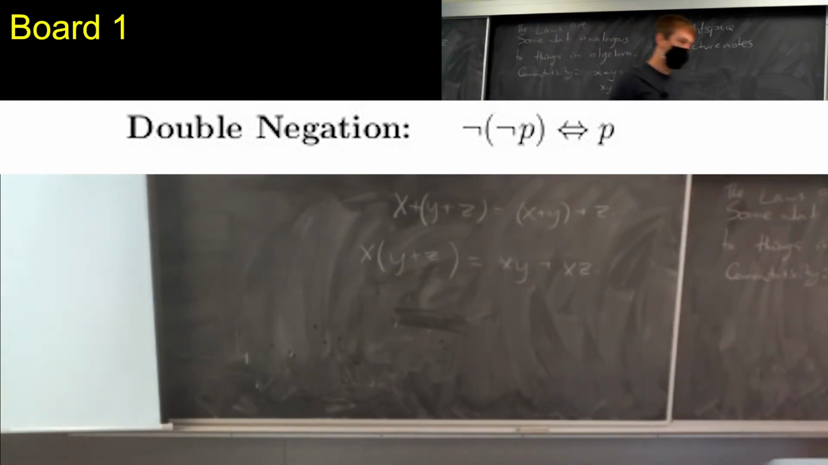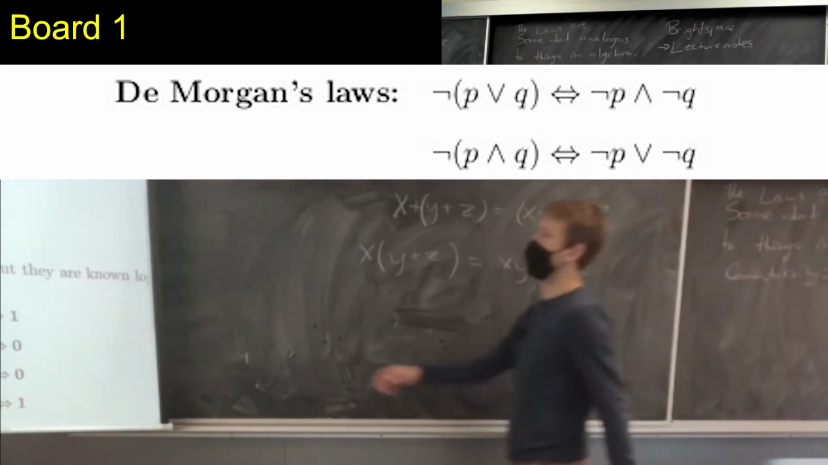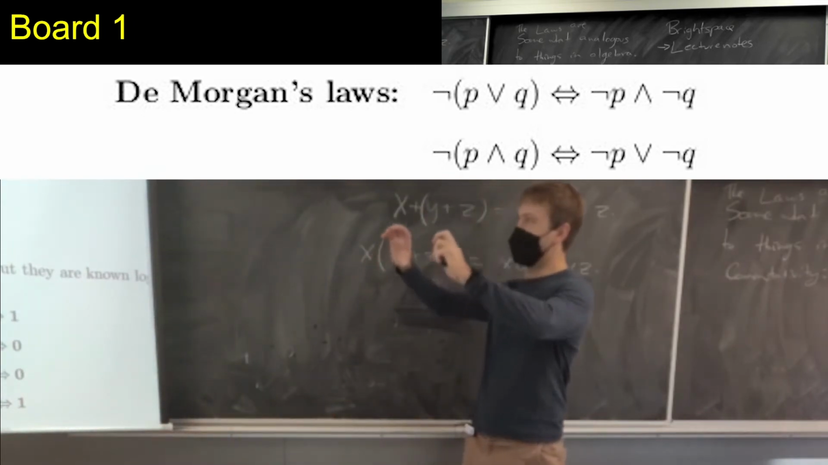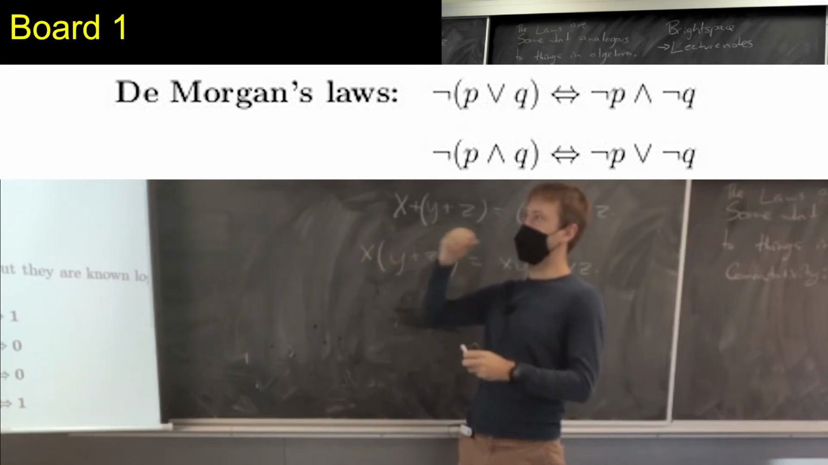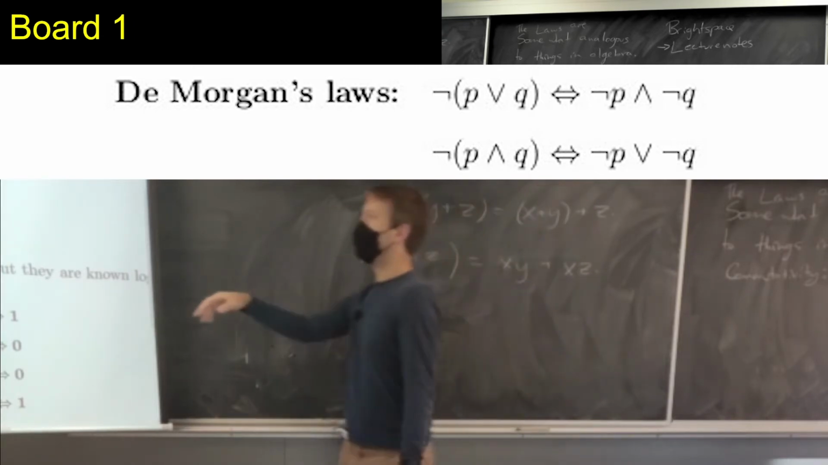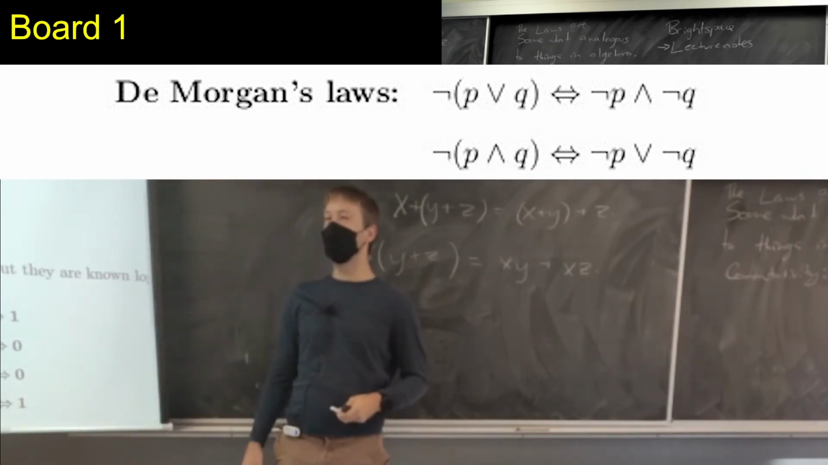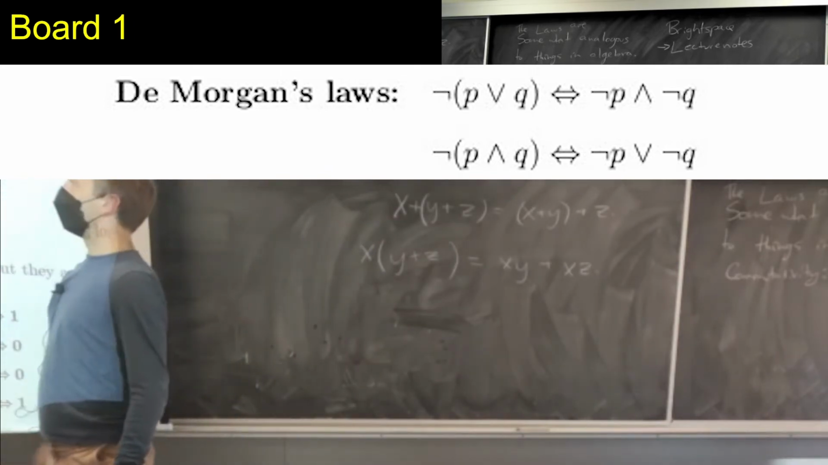Double negation, that's almost too obvious, right? If you take not not P, it's the same as P. De Morgan's laws, we did one of them in class. So now I've scrolled down, we're up here. So if you take an or and you negate it, it gives you the and of the negations. Let me just say in words, not (P or Q) is the same as not P and not Q. And then a similar thing with and.